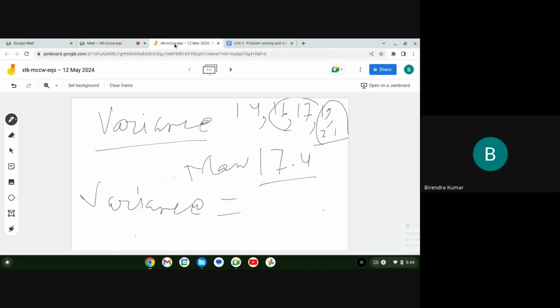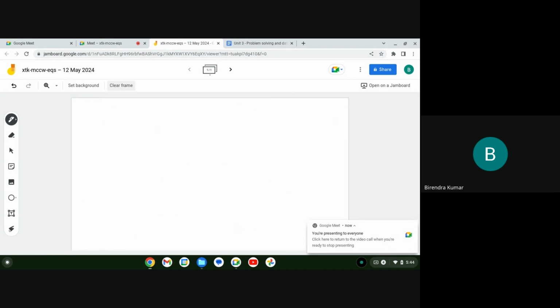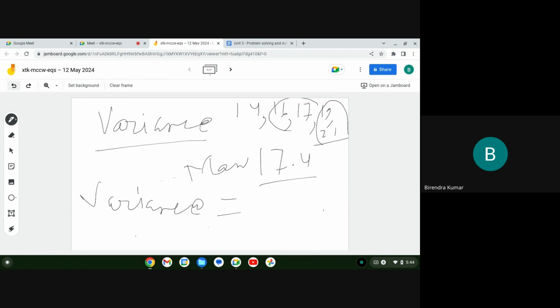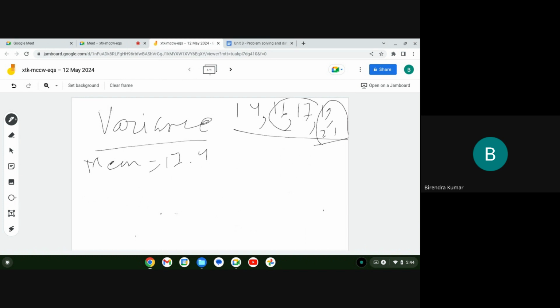So here in this case, variance will be okay. Let me not use so much space on the screen for writing variance. From this one I got my mean. I'll say mean as 17.4. And that's simple, right? You find out the average of this.